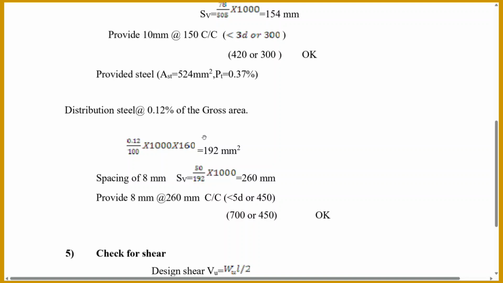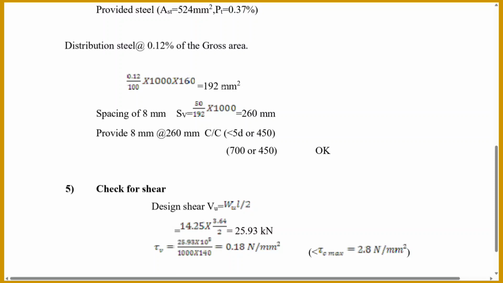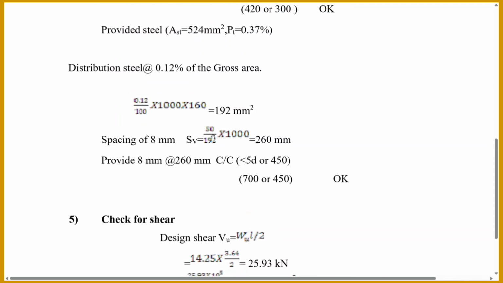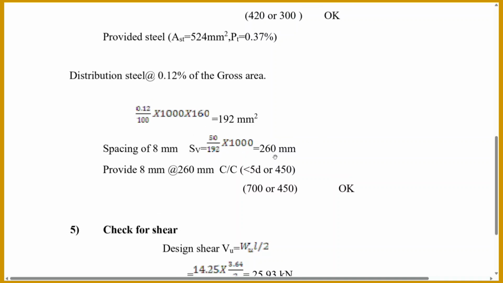After that, you will have to provide the distribution steel. We will provide 0.12 percent of the cross section area. Our cross section area is B as 1 meter and D as 160 mm. For that, 0.12 percent, you convert by dividing by 100, and 192 mm square comes. For that 192 mm square, we will use a distribution bar of 8 mm, and for the 8 mm the area is 50 mm square. Area of 1 bar divided by the mm square into 1000, the 260 mm square comes.